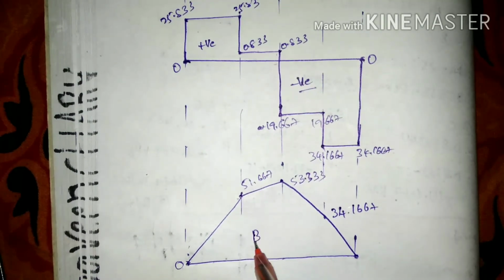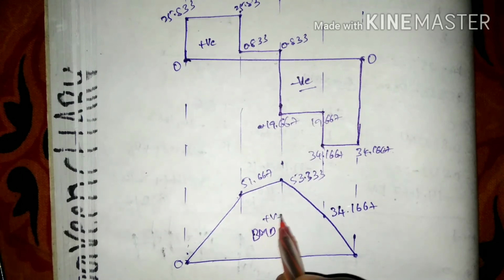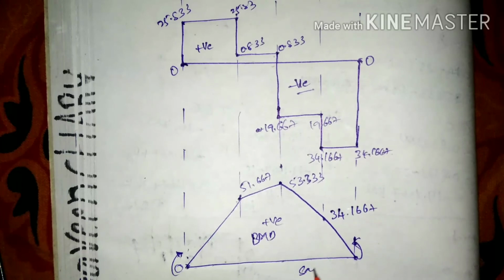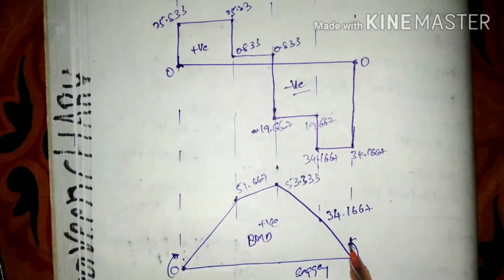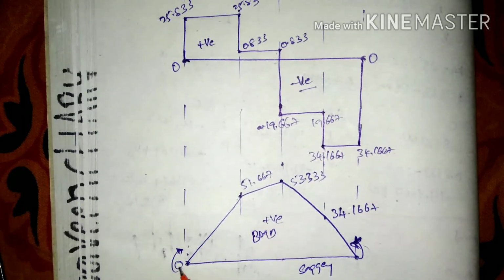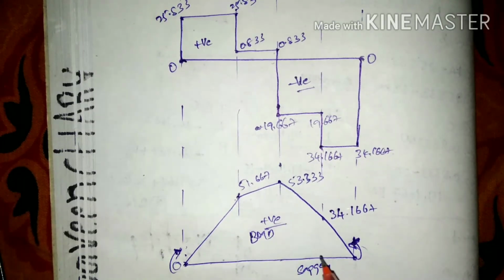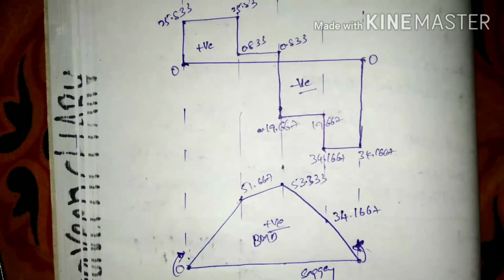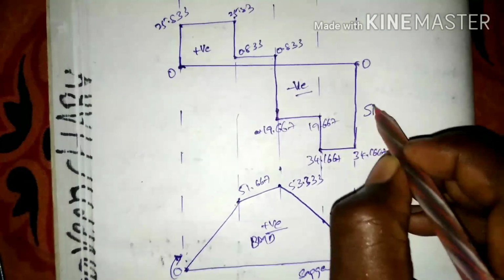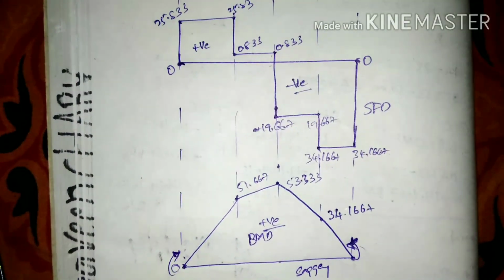This bending moment diagram is positive because it is a sagging moment. One side of the beam is taking the moment in the anti-clockwise direction and the other side in the clockwise direction, so it has a positive bending moment, or sagging bending moment. This is the SFD and this is the BMD for the given data.